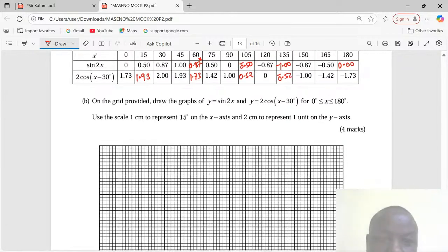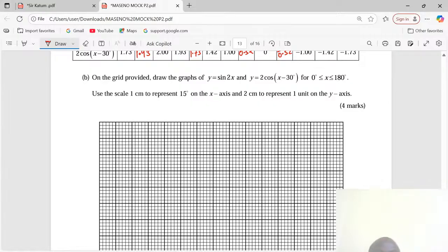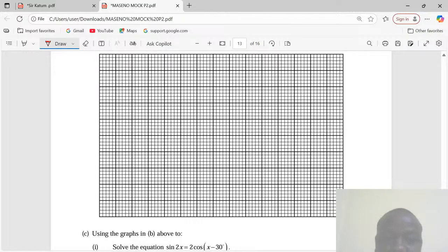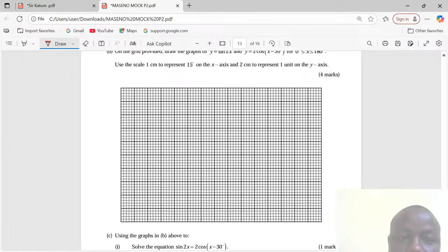On the grid, draw the graphs of y equals the sine of 2x and also y equals 2 the cosine of x minus 30, between 0 and 180. We use a scale of, this is for the x-axis, 1 centimeter for 15, but for the y-axis, 2 centimeters for 1 unit. Let's check that. Allow me to zoom the grid so that I may manage it so well.